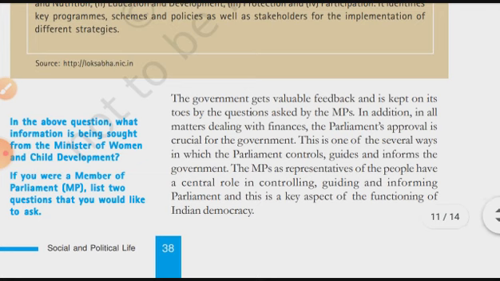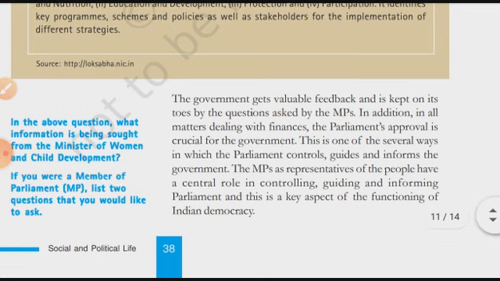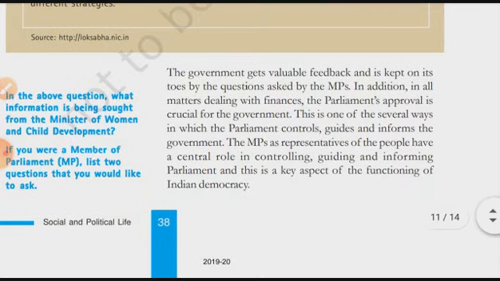Then the government gets valuable feedback and is kept on its toes by the questions asked by the MPs. When the opposition MPs give feedback to the government, the government learns whether it is working and functioning properly or not. All these things are kept in mind by the government because of the questions asked by the MPs.